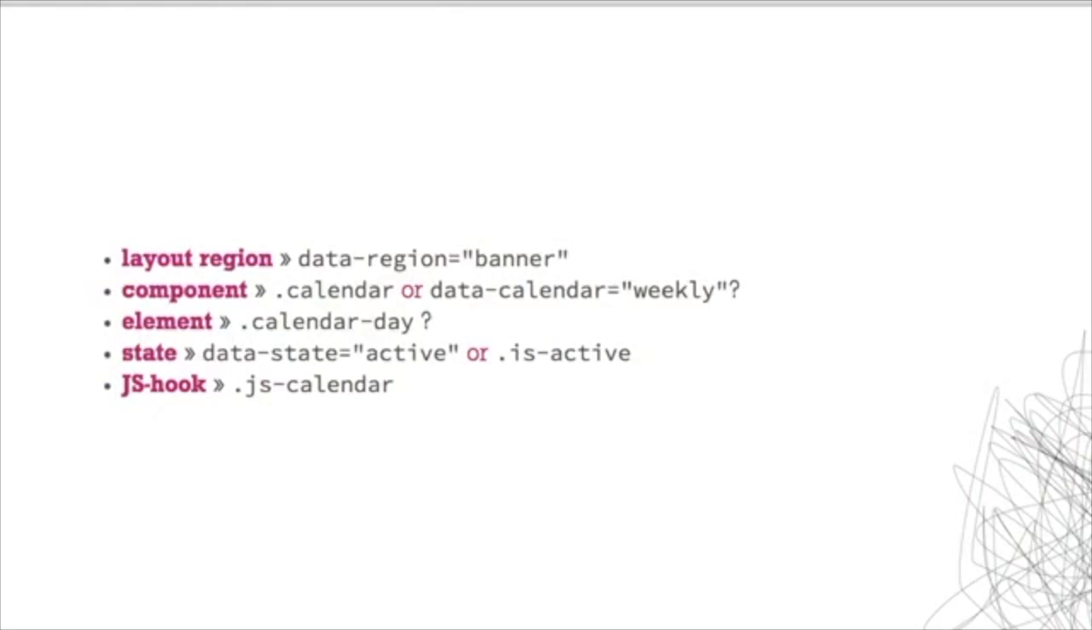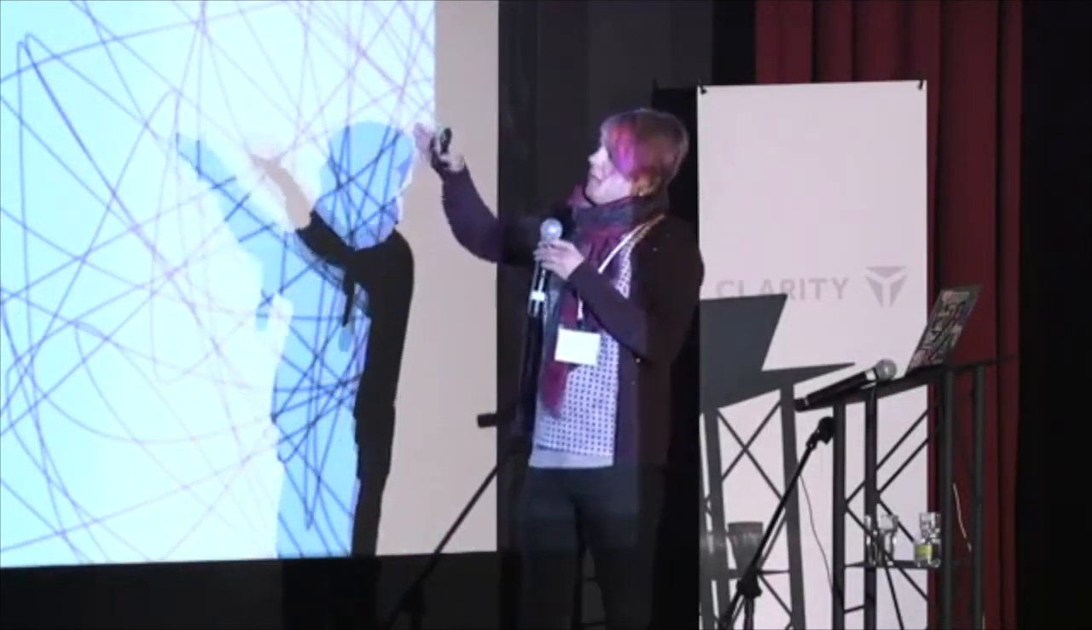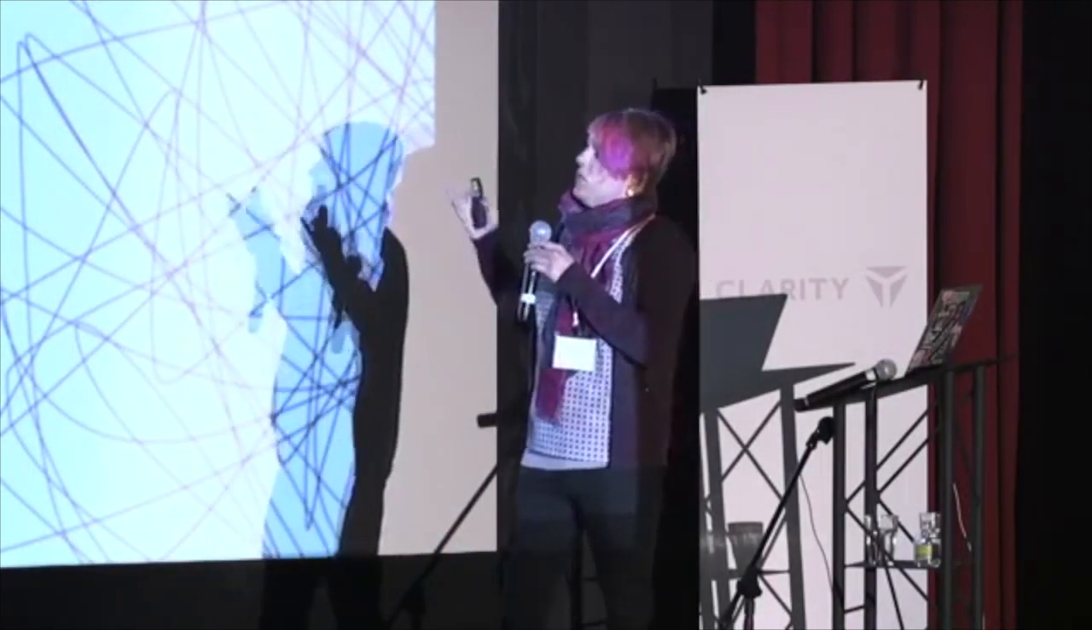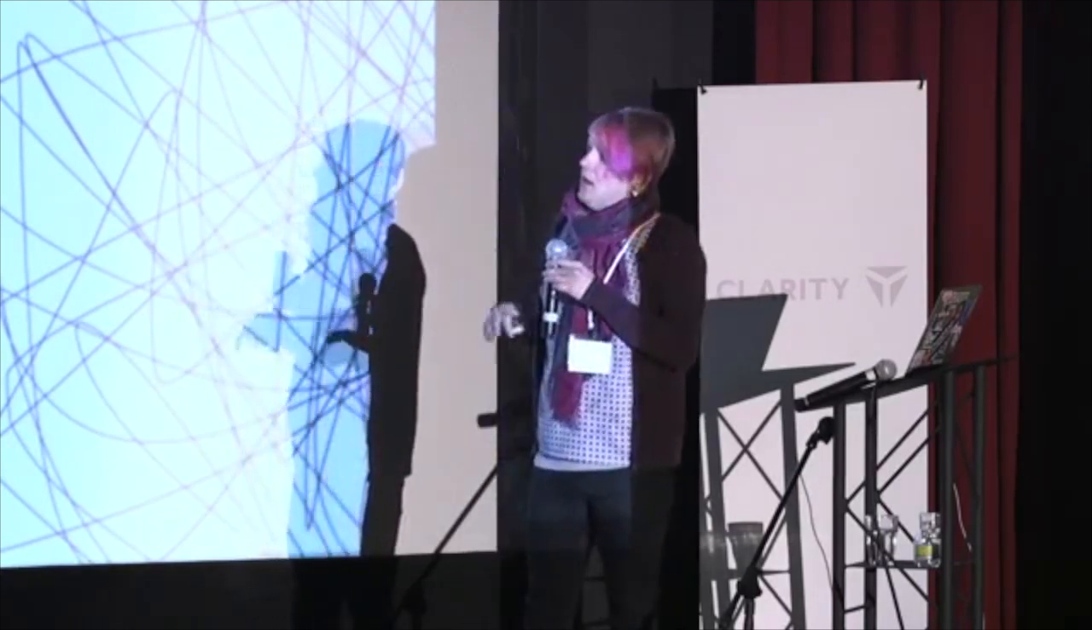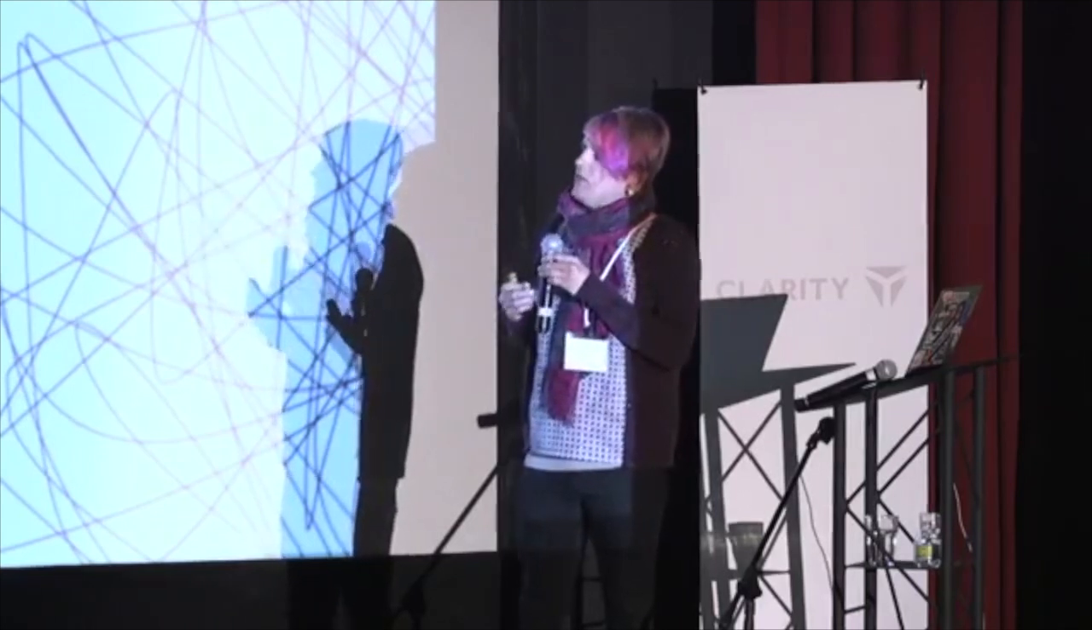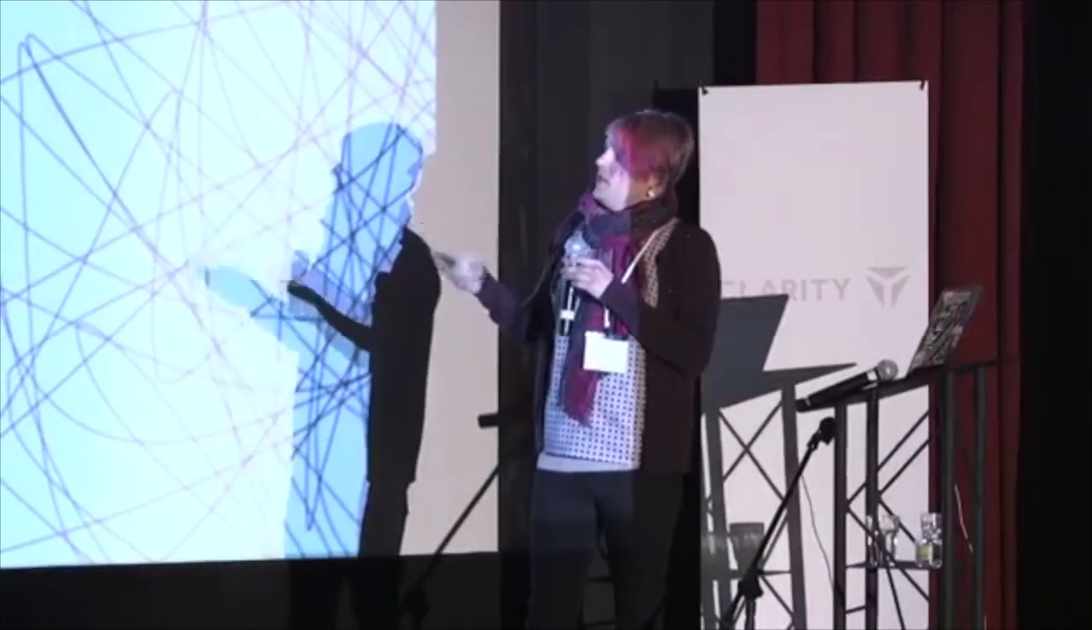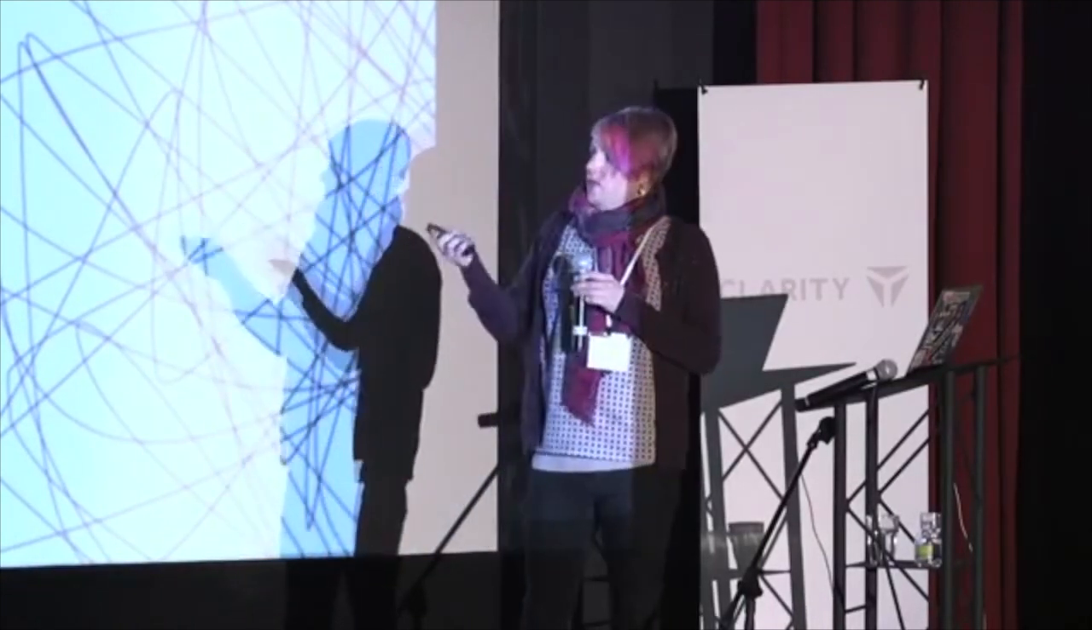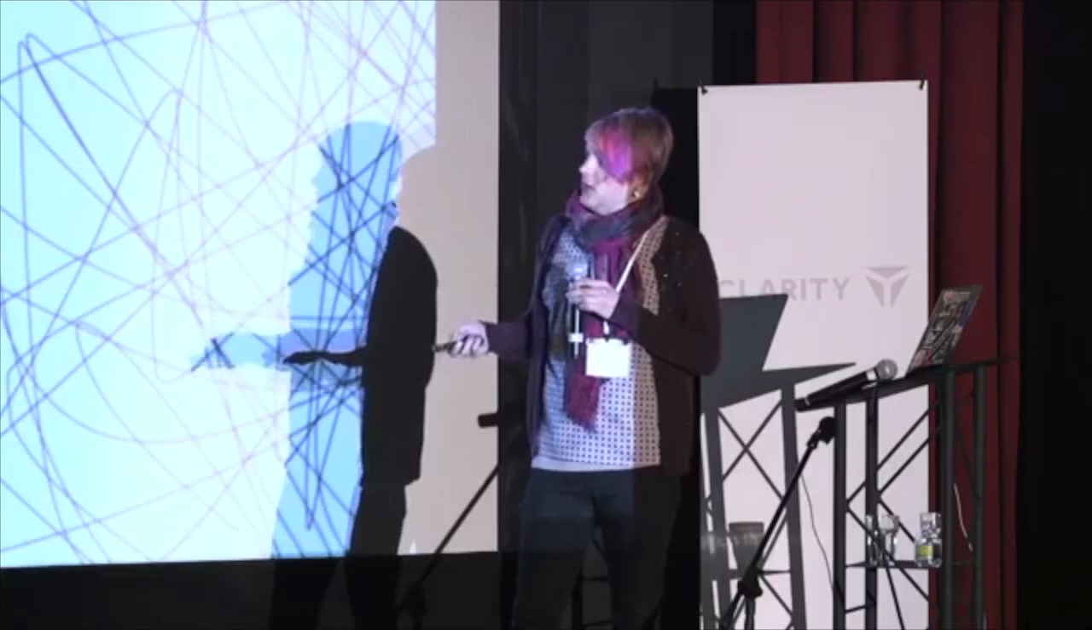So for a region, we often just use data region, and then we have a consistent pattern for naming all of our regions. For a component, we go back and forth, but try to keep it consistent on a project. Eventually I'll land on something that I like. Is it a class, or does it actually get its own data attribute? And then elements, usually just a namespaced class. And for states, I like either data state or the is pattern. And for the JavaScript hook, we use JS dash.